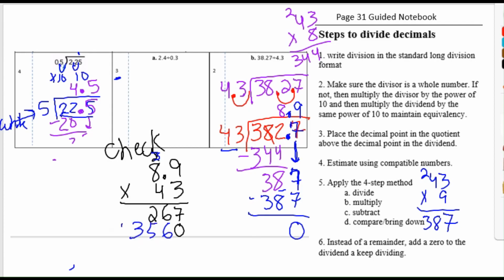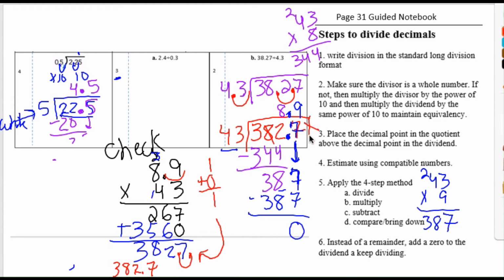Then I'm going to add to get this number right here, 3,827. Now, that number is unreasonable, and that is because I need to put my decimal point in the product. So I have to count the number of decimal spaces behind my factor. So my first factor, to make this a whole number, I need to move the decimal point one time. And 43 is already a whole number, so I'll add 0 to that. And I need to move my decimal point one time back into the product. So my answer is going to be 382 and 7/10. So I know my answer is correct because I ended up with the same number that I started with.